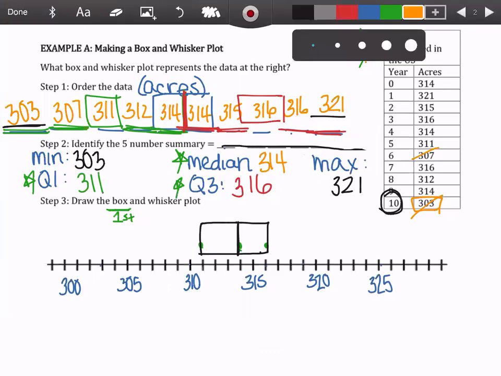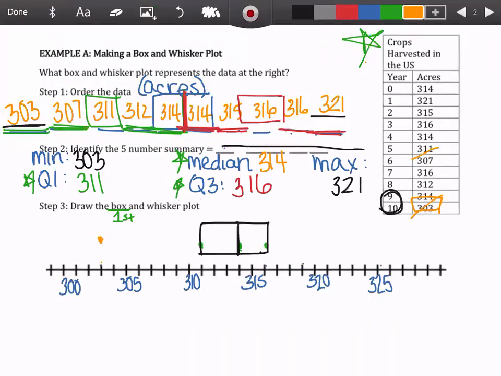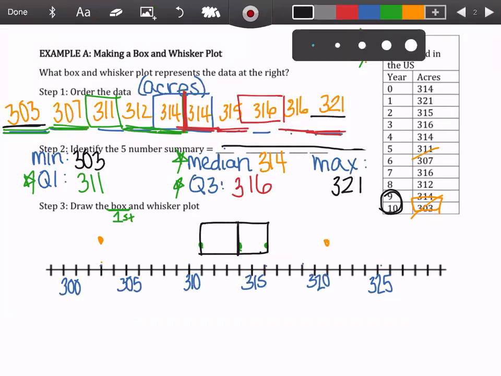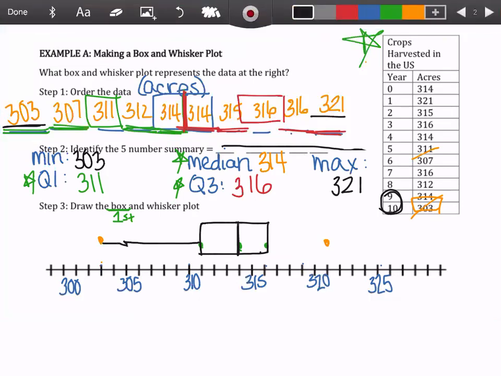And then we have to mark our min and maxes. So our min is down here by 303. So make a dot there. And then do the same thing with 321. Make a dot there. Connect your quartile 1 with your min, and then your quartile 3 with your max. So that is how we make a box and whisker plot.